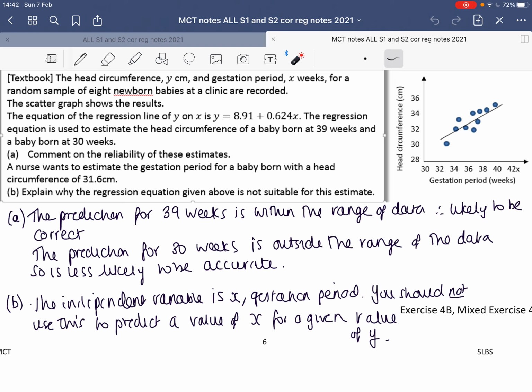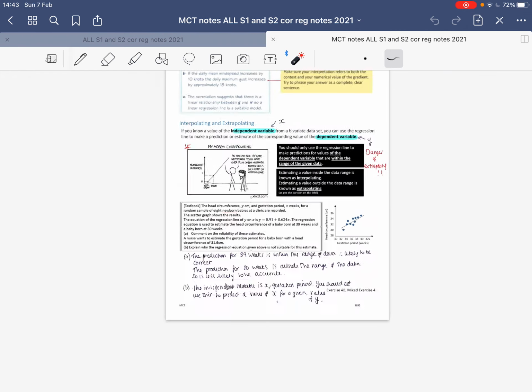And for the last part of the question, a nurse wants to estimate the gestation period for a baby born with a head circumference of 31.6. Now that looks like it wouldn't be a problem because it's within our range of data, it would come here. But it's not suitable because this is the independent variable and this is the dependent variable. So the gestation period can read off the head circumference, but the head circumference can't read off the gestation period. So the independent variable is x, the gestation period. You should not use this to predict a value of x for a given value of y. So you mustn't predict x from y, you can predict y from x.